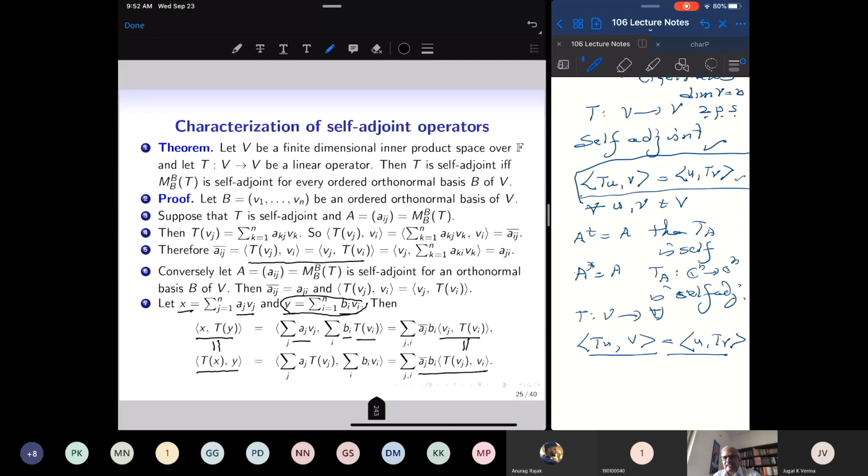So that is the characterization of self-adjoint operators: if I take the matrix of a self-adjoint operator with respect to any orthonormal basis, then that matrix is self-adjoint. If it is real, it is symmetric. If it is complex, it is Hermitian.